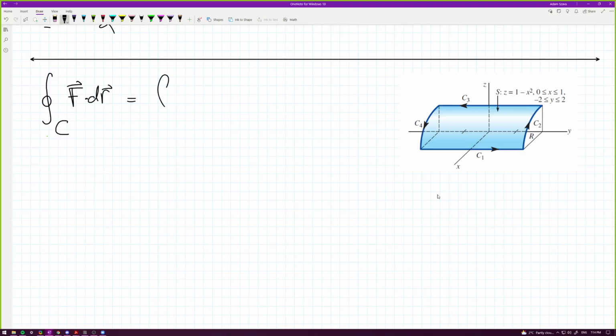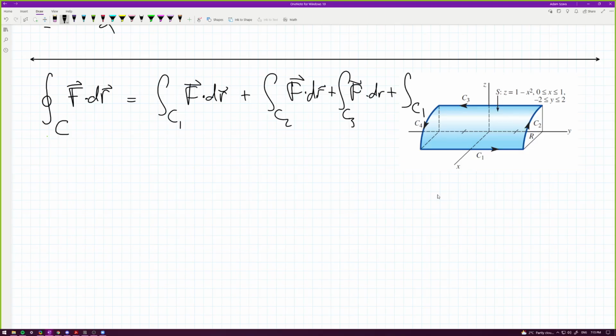Because C is equal to the line integral over C1 of F dot dr, plus the line integral over C2 of F dot dr, plus the line integral over C3 of F dot dr, and as you might expect, the line integral over C4 of F dot dr. So we want to get all of these quantities separately and then add them all together at the end. So let's parameterize everything. Parameterize C1.